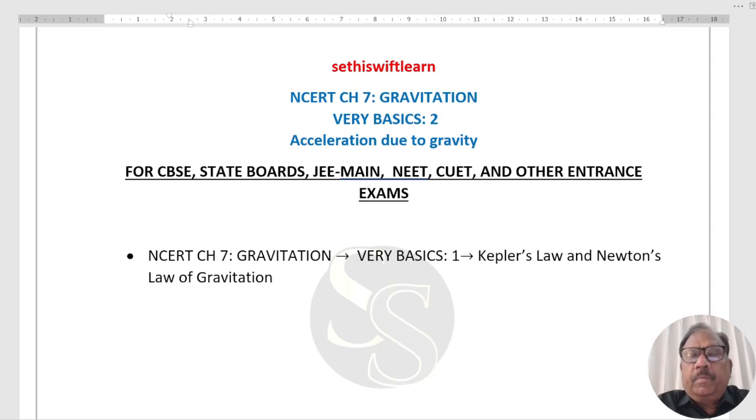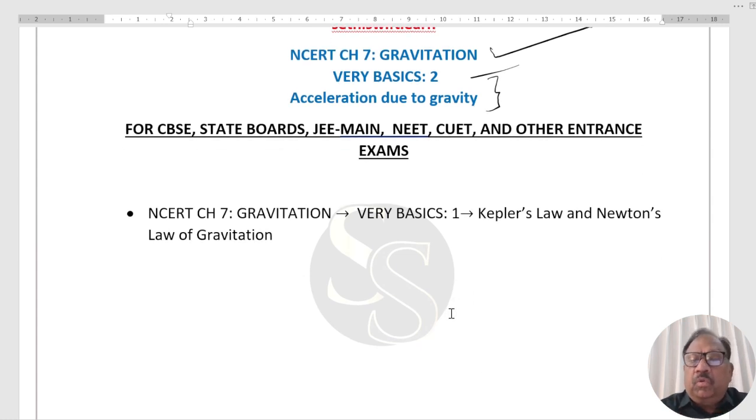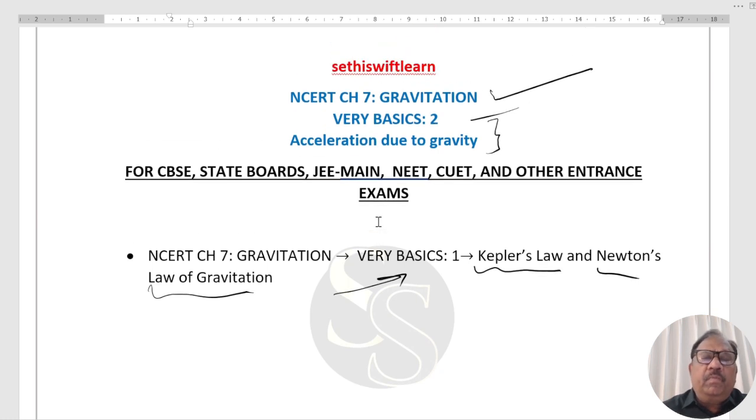Hello students, in today's session of gravitation, very basics on acceleration due to gravity will be clear. In earlier session, we have gone through Kepler's law and Newton's law of gravitation. Concepts were clear through illustrations, which you can review on sethiswiftlearn.